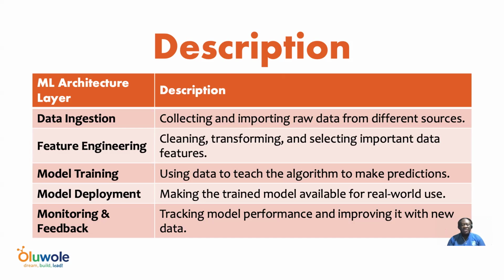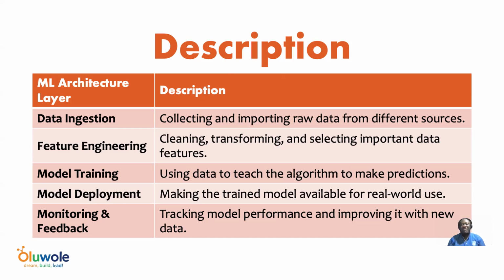Then you go to model training. So you now use your data to teach the algorithm how to make a prediction. And this is something that we have done. So we know how to use our data to teach our algorithm, based on which algorithms we are using: the machine learning algorithms or deep learning models.